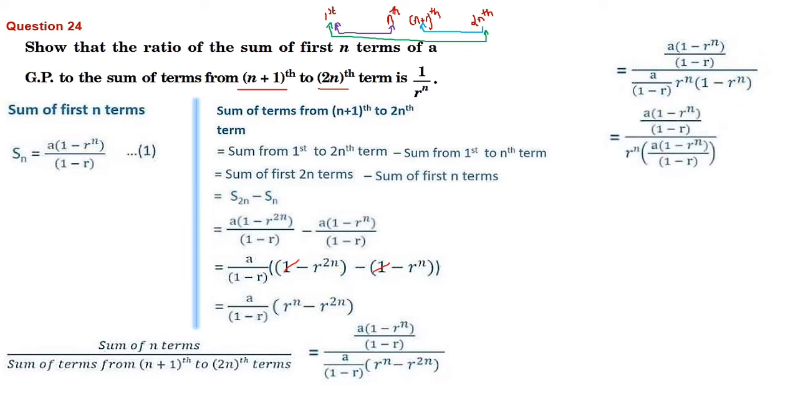Then a into 1 minus r power n by 1 minus r. This a by 1 minus r we can take inside, then r power n we keep outside first: r power n into a into 1 minus r power n by 1 minus r. Checking numerator and denominator together, we can cancel this complete term. So that is gone, and the balance is 1 divided by r power n. This is what we have to prove. Hence proved.